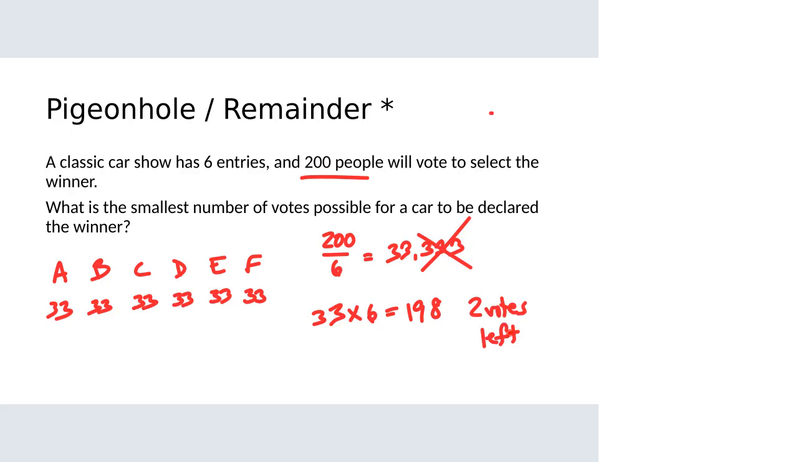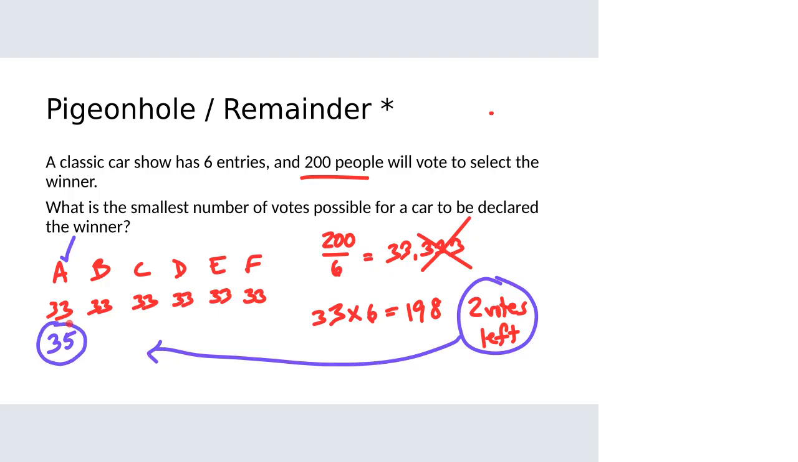Then the 2 votes is a little bit tricky because I have to figure out, okay, wait a minute, where do they go? Because if I give A a vote and B a vote, now I don't have a winner. Oh, so the only way this works is if both of these 2 votes go to the same place, A gets 35 votes, and now A's our winner. Because if I give 34 and 34, I don't have a winner. In order to have a winner, both of these votes have to go to the same place. And so the smallest number of votes that would guarantee a win is 35.